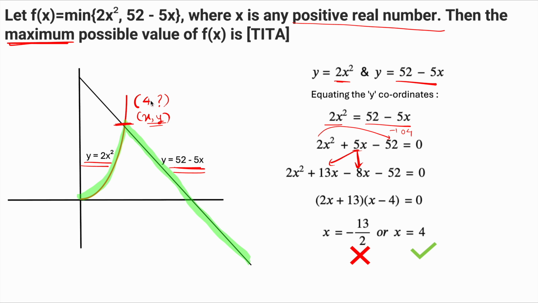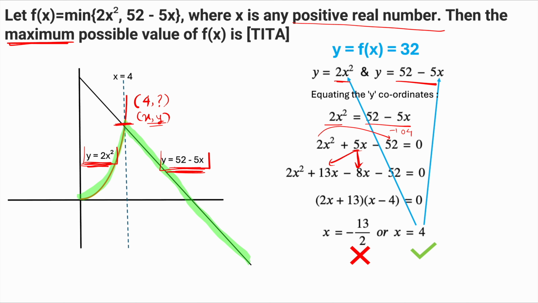Very simply, the x coordinate 4 will satisfy both the equations 2x square and 52 minus 5x, as it is a part of both the graphs. So now our next step is to substitute x is equal to 4 in any of these two expressions, y is equal to 2x square and y is equal to 52 minus 5x. Any of these two will get the value of y, or f of x as required, is 32, the answer to our question. You can find 2 into 4 square, 2 into 16, 32, or 52 minus 5 into 4, 20, is 32. So the maximum possible value of f of x, that is y, is 32.